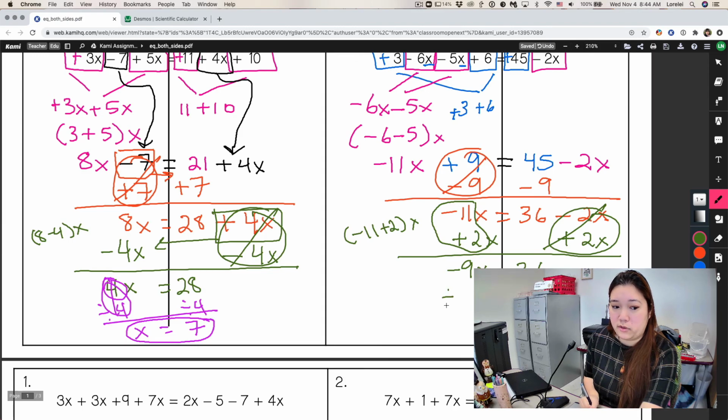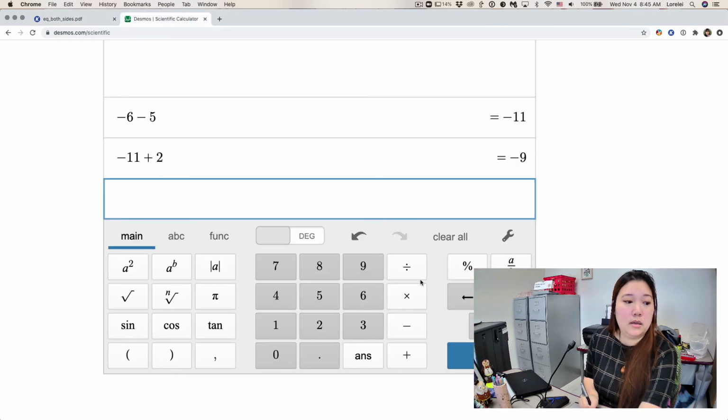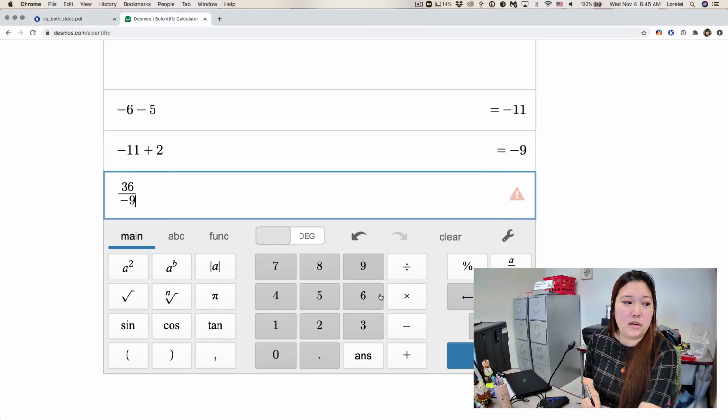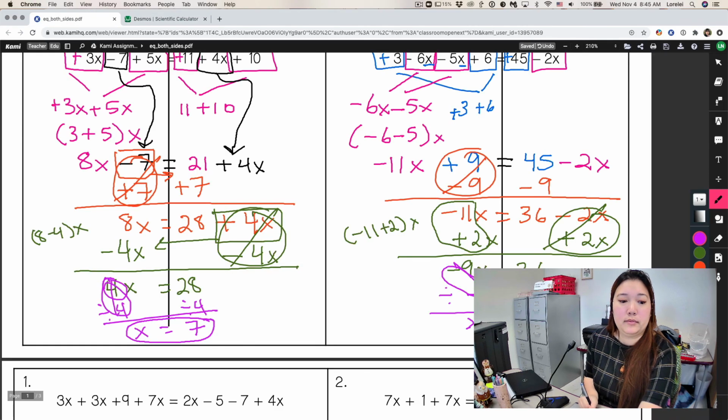So we are going to divide, oops, forgot the color change. We're going to divide both sides by -9. 36 divided by -9 is -4. Now we're done.